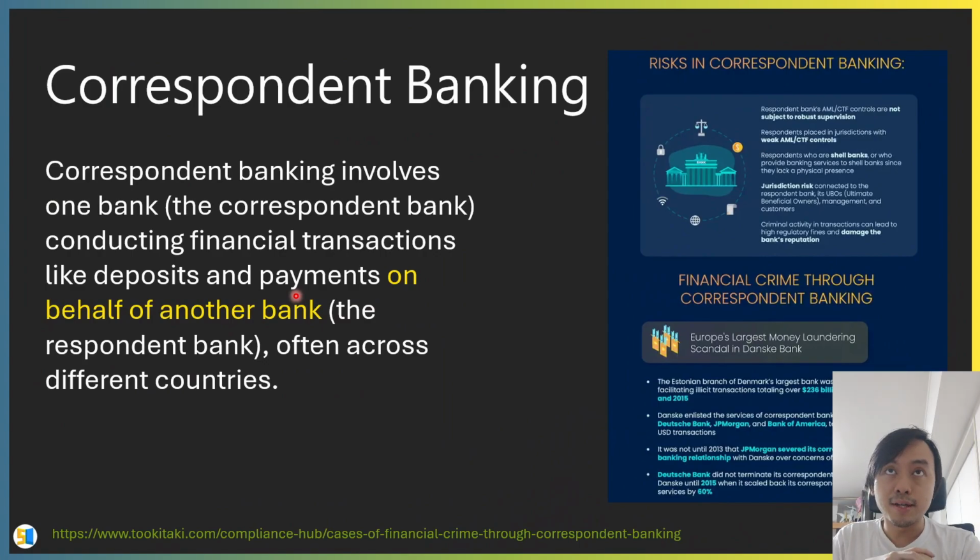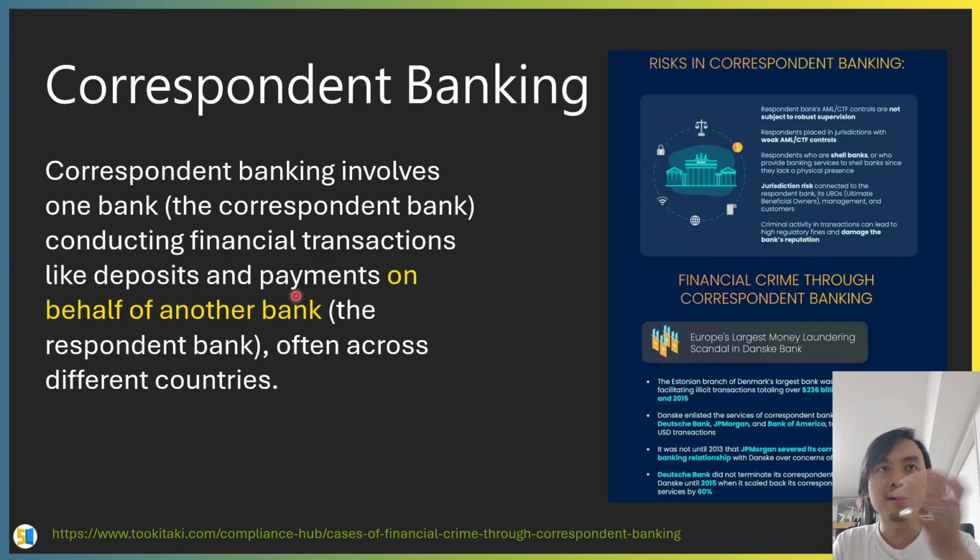Alright, next is correspondent banking. So basically, it's something like this. You want to send money from Indonesia, let's say, to Jamaica. It's a long transfer. You use a bank in Indonesia, but the bank in Indonesia doesn't have a direct connection with a bank in Jamaica. So they need to find another bank that might have connections to Jamaica. So in one transfer, there might be multiple banks involved, and then finally it can be transferred to the bank in Jamaica.